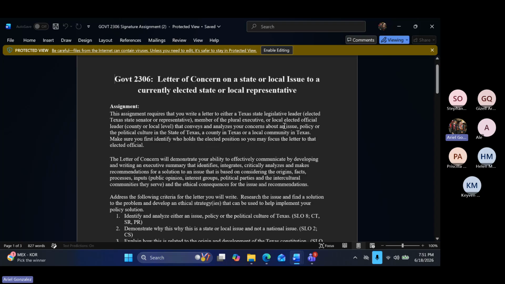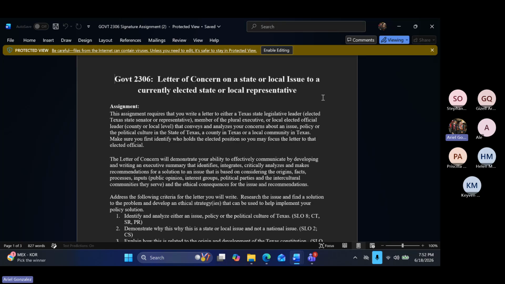And again, there are other positions like Comptroller of Public Accounts, Commissioner of the General Land Office, Agriculture Commissioner. Those are also members of the plural executive, as you all are learning within Texas government here. Or it could be any local elected official leader. So it says here at the county or the local level. For county, this would be like your county judge, depending on where you live. That'll determine who your county judge would be. Richard Cortez, of course, is the county judge for Hidalgo County. You can also write to your county commissioners, depending on where you live. I live in district number 3 in Hidalgo County, so Ever Villarreal is my county commissioner. So that would be who I would write to.